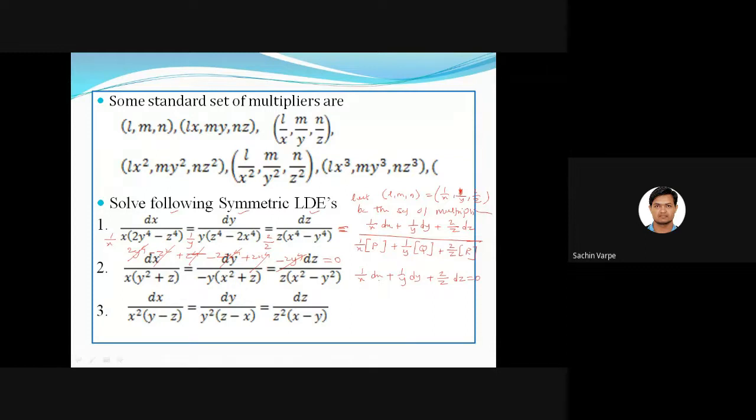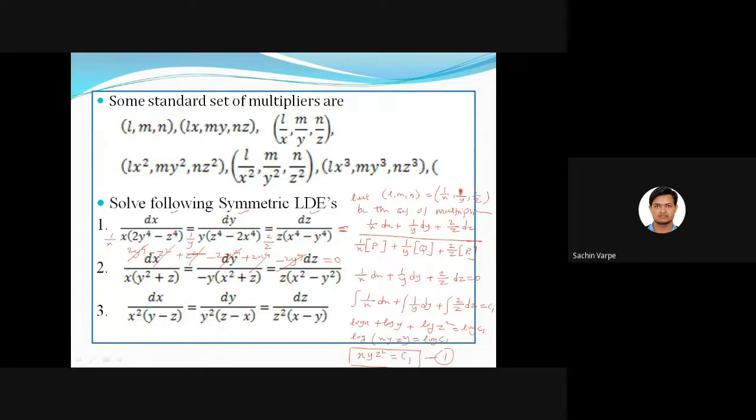Right? And we integrate it. So integration of 1 upon x dx plus integration of 1 upon y dy plus integration of 2 by z dz is equal to c1. So what will be the integration here? Log x plus log y plus log of z square is equal to, say, log c1, so that we can merge the logs. Using the log property, log of x y z square is equal to log c1, and by taking exponentials on both sides, what will I get? x y z square is equal to c1, and that is my first solution.